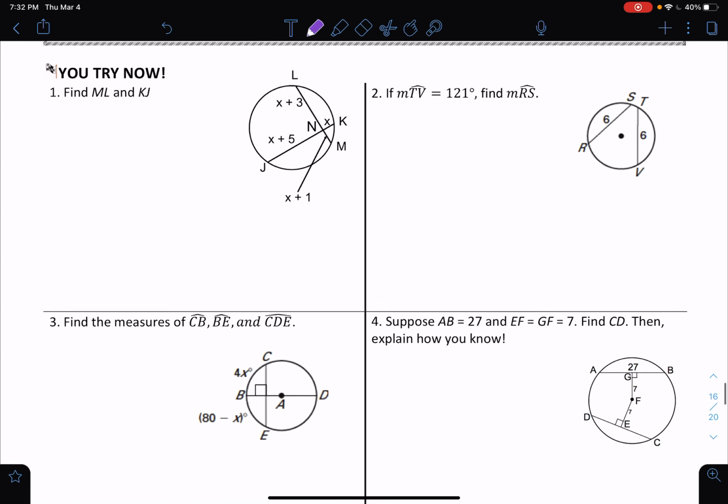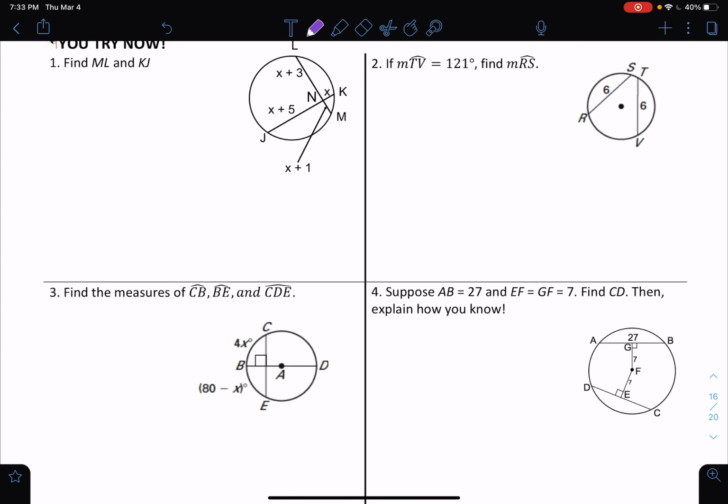You've got 4 Try Now problems here for you. Really good practice. Make sure to complete those before the next time I see you.